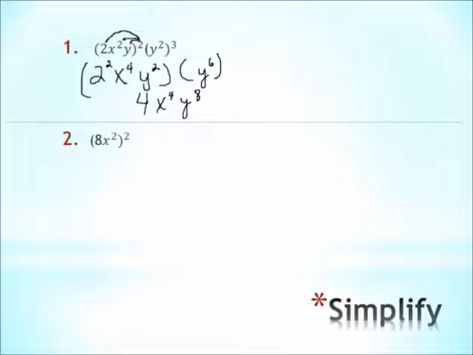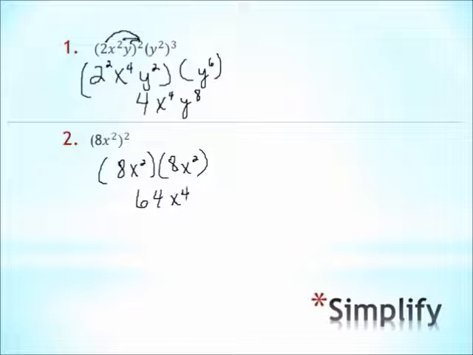Looking at problem number 2, I could rewrite this. So it would be 8x squared times 8x squared. And that would actually come out to be 64x to the 4th as a final answer.